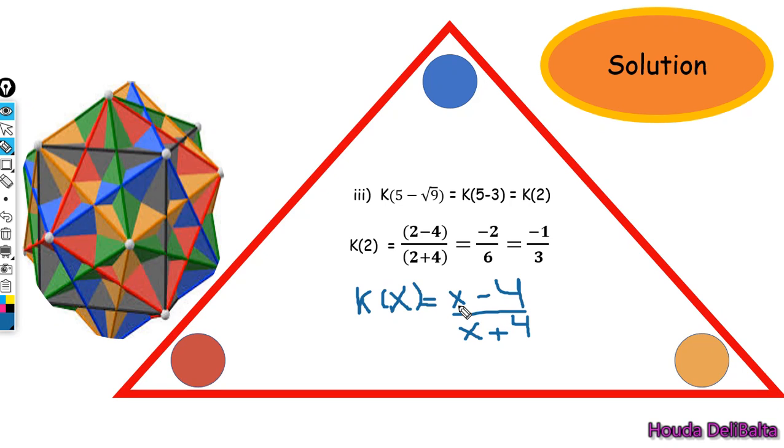That's what k of 2 means. So I have to replace x by 2. Then 2 minus 4 over 2 plus 4 means minus 2 over 6 means minus 1 over 3.